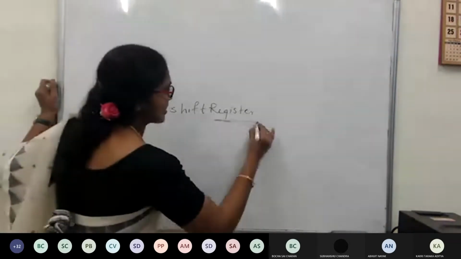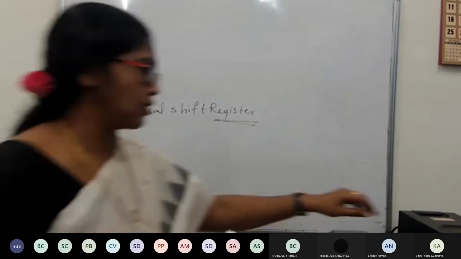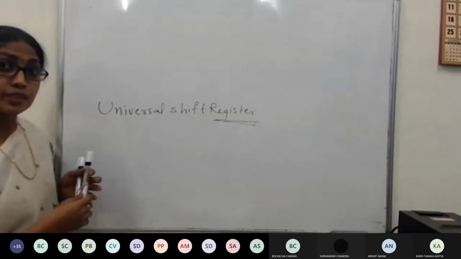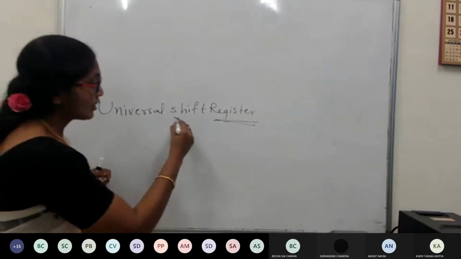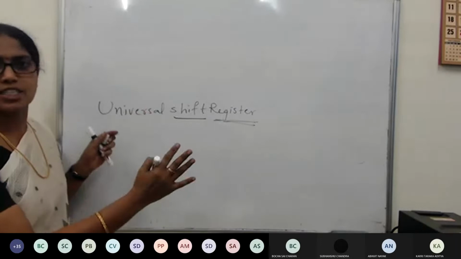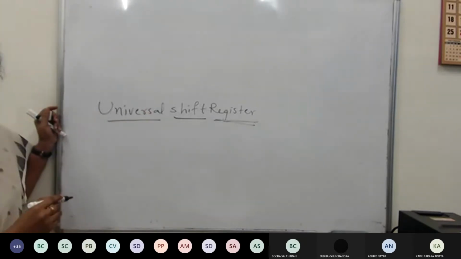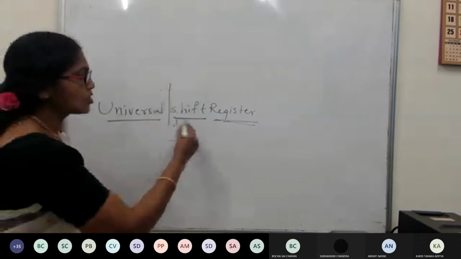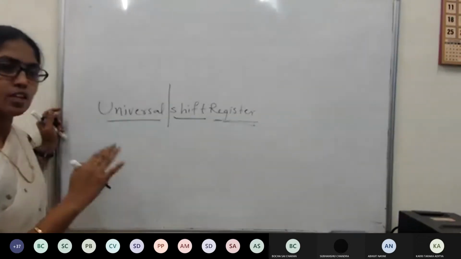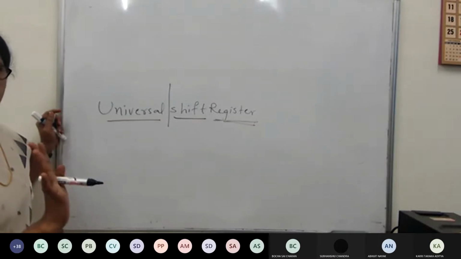So now registers. A register is used for storing information. We already have a group of flip-flops there. Now shift is able to perform the operation of transfer, isn't it? Now what is a universal shift register? I can break it down to a shift register. It can shift from right to left or left to right. That is the work of a shift register.